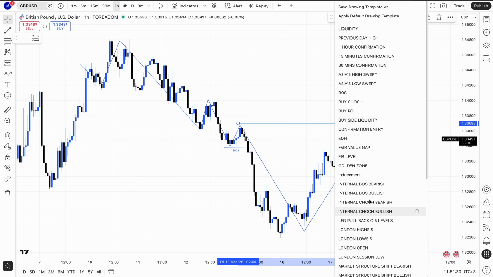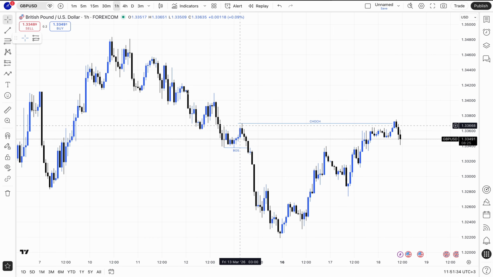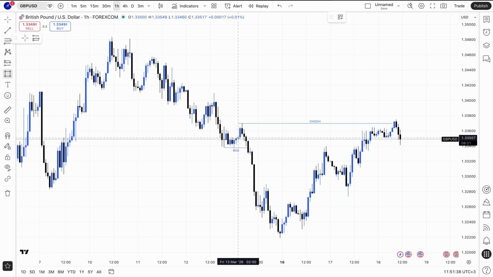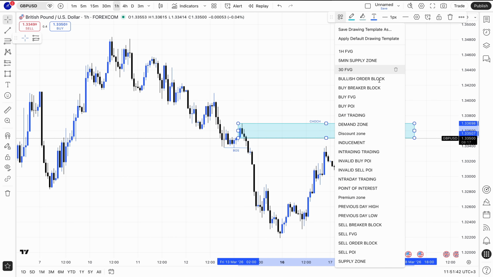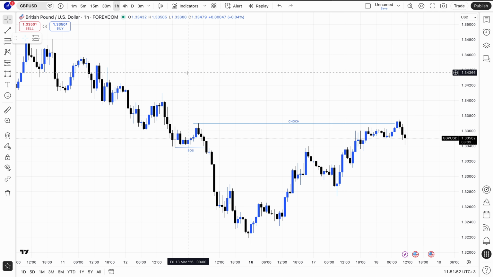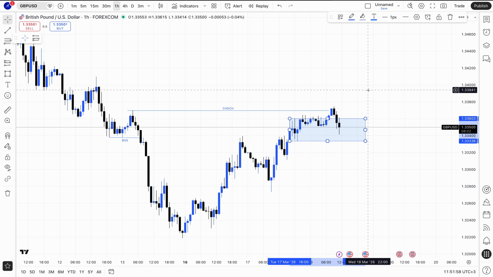But before we had that change of character to the upside, we had our sell order block. We had our bearish order block, which was here, and that bearish order block turned into our buy breaker block. Then later on, still it was disrespected. That means it's now invalid. Right now, then we have our first order block, which is this one, our first bullish order block.